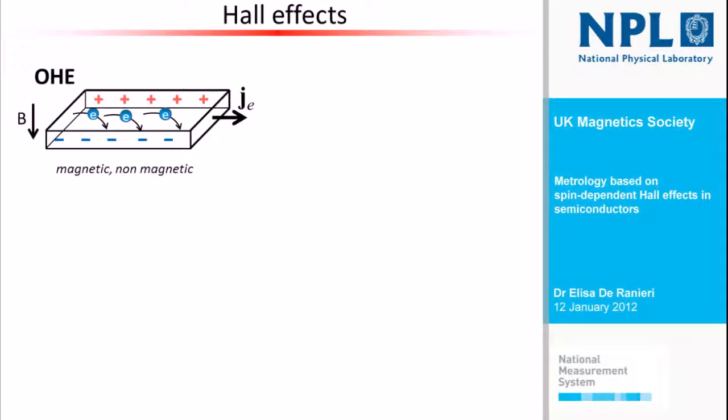It happens in both magnetic and non-magnetic materials, considering, let's say, this kind of slab geometry. And when you have an applied magnetic field, you have a deflection of the charge carriers on one side of the channel. This builds up a voltage which is electrically detectable and is proportional to the applied field. And this is due to the Lorentz force, which acts on the charge of the carriers.